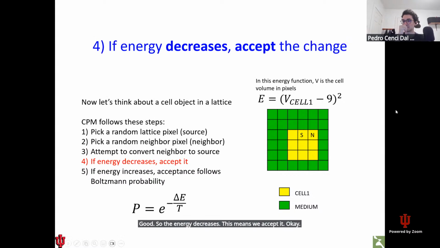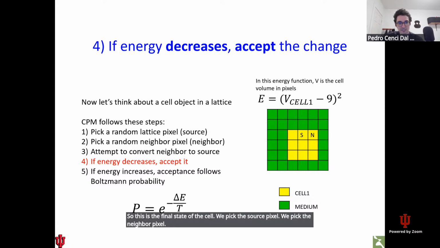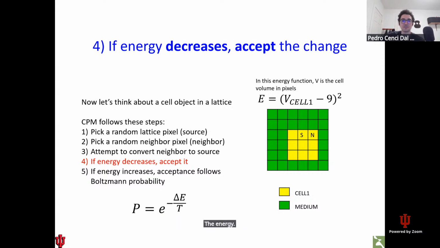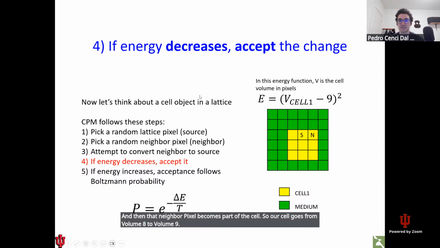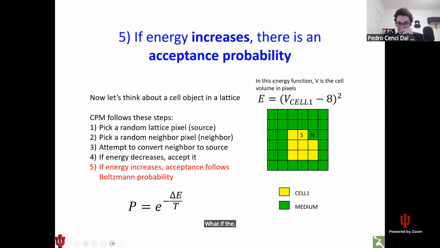So this is the final state of the cell. We pick the source pixel, we pick the neighbor pixel. We ask the energy, do you decrease? The energy says, yes, I do. And then that neighbor pixel becomes part of the cell. So our cell goes from volume 8 to volume 9. Good. What if the target is 8?